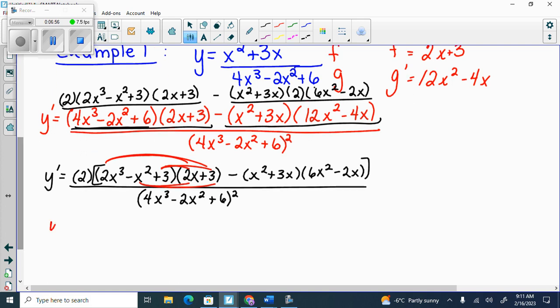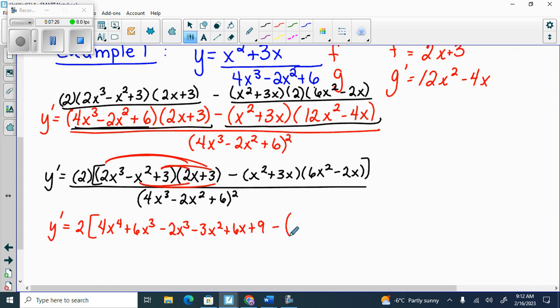So I'm going to get y prime equals 2. And in my square bracket, I'm going to get 4x to the 4, and then 6x cubed, and then negative 2x cubed, negative 3x squared, plus 6x, plus 9.